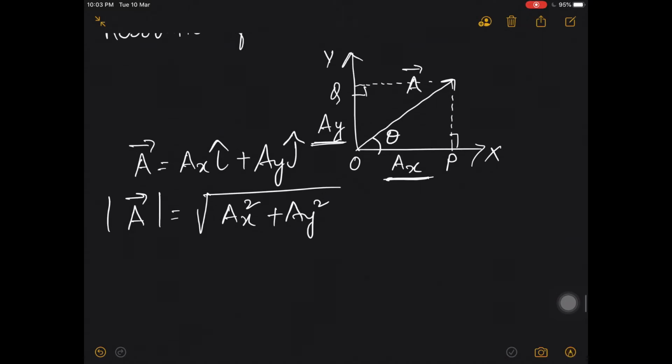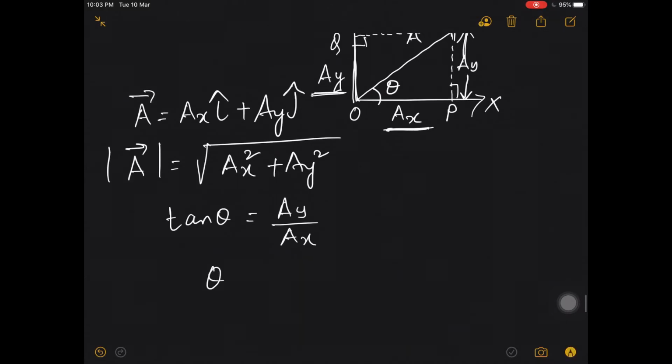I can use trigonometry here, and I will say tan theta is equal to AY by AX. You can simply make out here, if this one's OQ magnitude is AY, then definitely over here this magnitude is also going to be AY. So I can use trigonometry here for triangle, say OPC. In triangle OPC, tan theta is AY by AX. So your theta is going to be tan inverse of AY by AX. Okay, hope you have understood the concept.